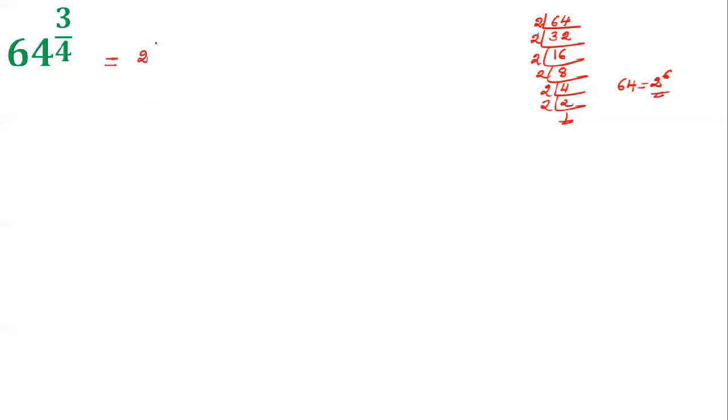Now 2 to the power 6 whole to the power 3 by 4. I have written 64 as 2 to the power 6. Now 2 to the power 6 into 3 by 4. 2 threes are 6, 2 twos are 4. So 2 to the power, 3 threes are 9, by 2. The answer is 2 to the power 9 by 2.